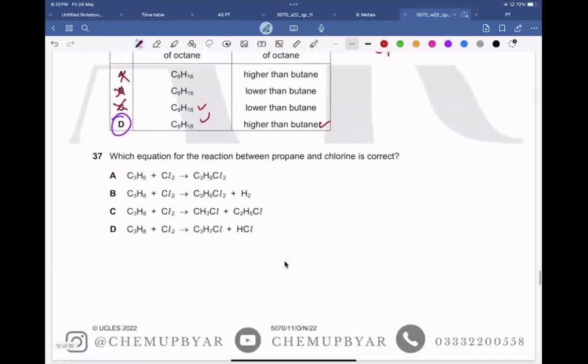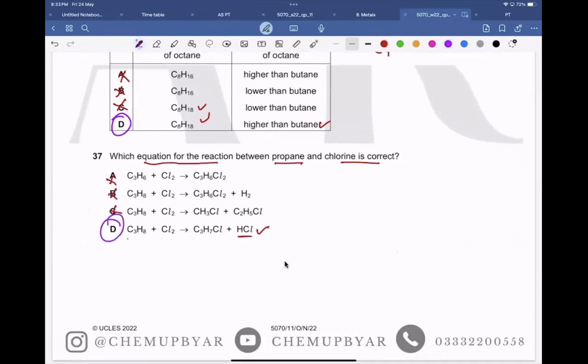Now, question number 37. Which equation for the reaction between propane and chlorine is correct? When propane and chlorine react, it's a substitution reaction. One chlorine displaces one hydrogen, and the hydrogen that is formed reacts with the other chlorine to form HCl. So HCl is being produced over here. So A, B, and C go wrong.